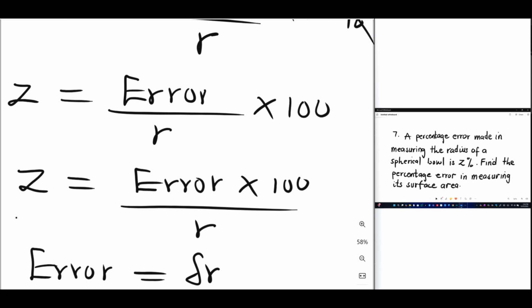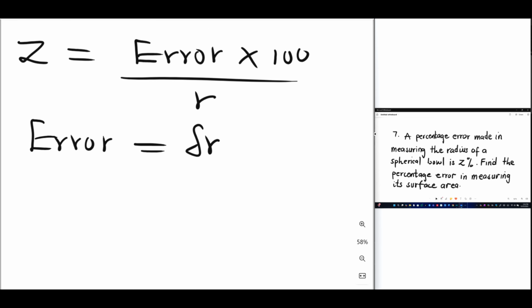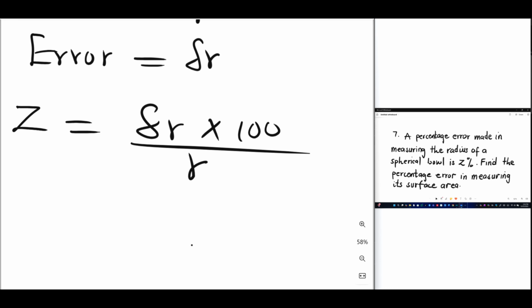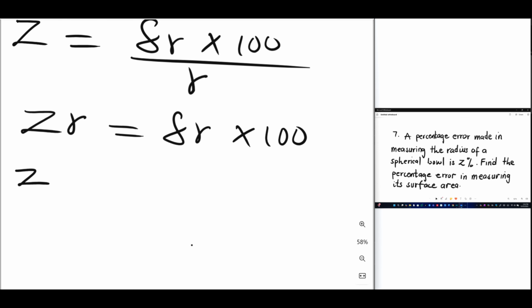Okay, so the error here is the same as the small change that has occurred in the radius. So we are going to get Z is equal to small change in R times 100 divided by what? R. So we cross multiply, we are going to get ZR is equal to small change in R times 100. So we want to make the small change in R the subject, so divide through by the coefficient of the small change in R, which is 100.